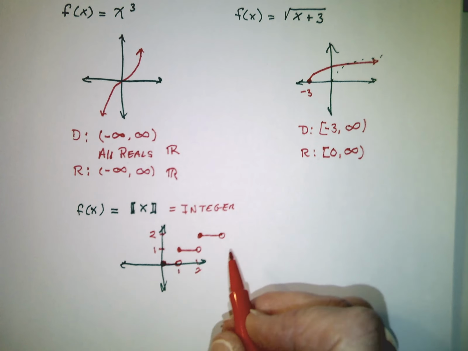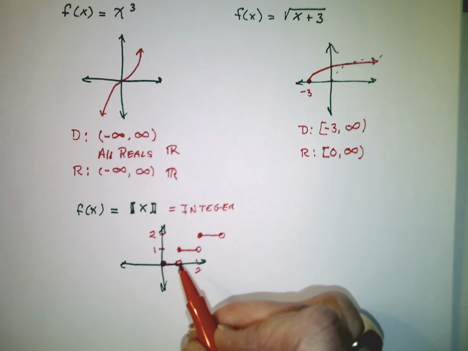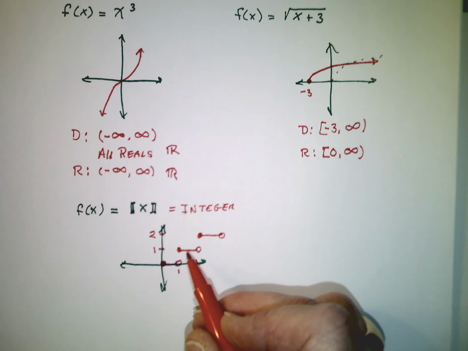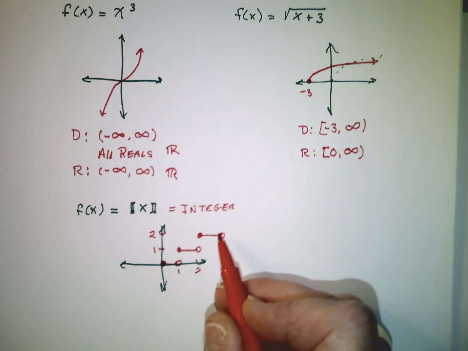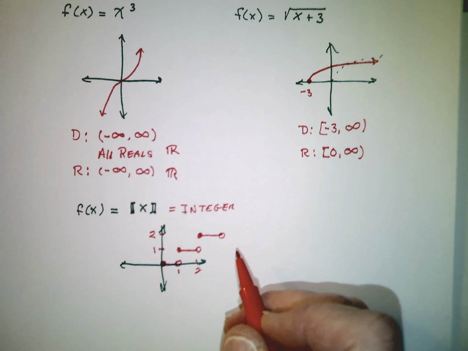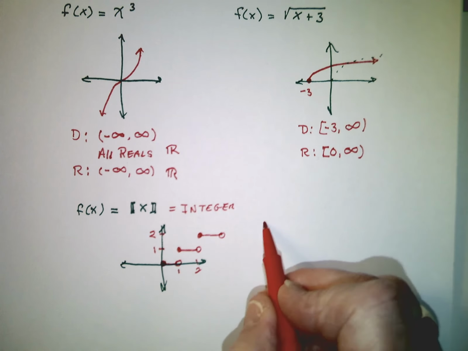They often call it the post office function because you can't buy a part of a stamp. You have to have enough money for one stamp in order to get the stamp. You have to have enough money for 2 stamps in order to get 2 stamps. Anything in between, and you don't get any more. So, but we're interested in domain and range.